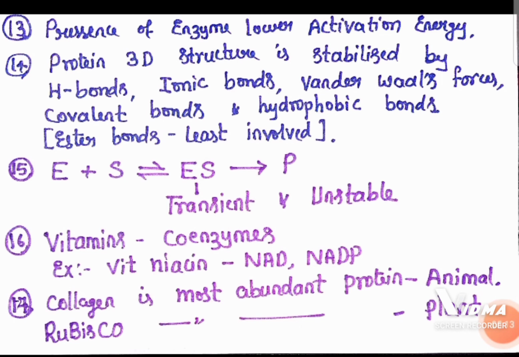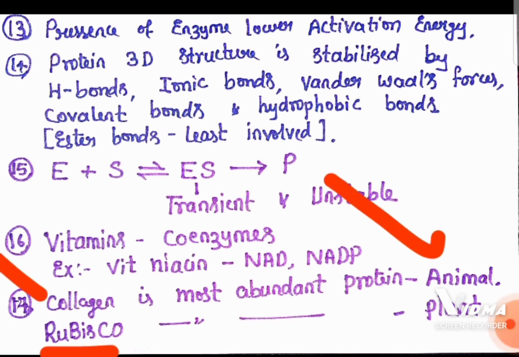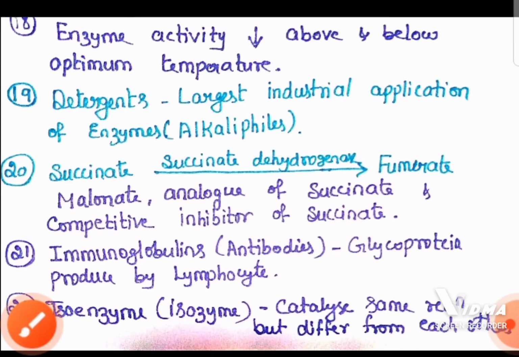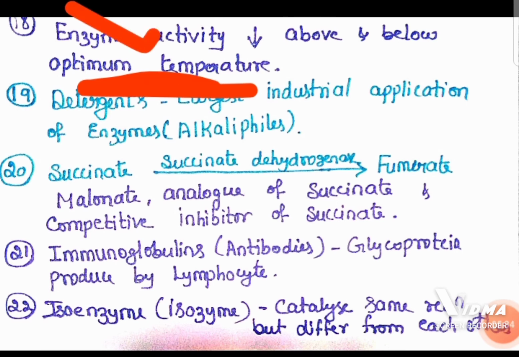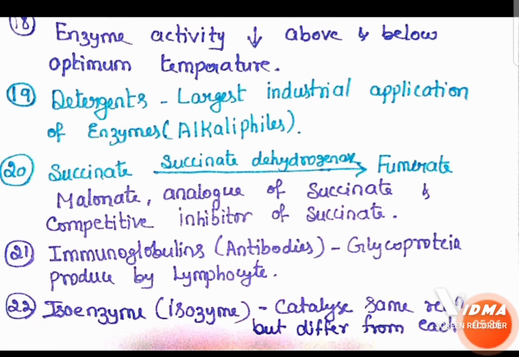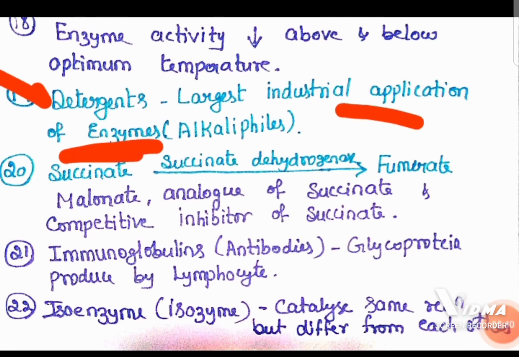And remember, collagen is the most abundant protein in the animal kingdom and rubisco is the most abundant protein in the plant kingdom. Very important. And enzyme activity decreases above and below optimum temperature. At optimum temperature, enzyme activity will be maximum, but above or below this optimum temperature, enzyme activity is going to reduce. Remember. And detergent is the largest industrial application of enzymes. Detergent manufacturing uses most of the enzyme.